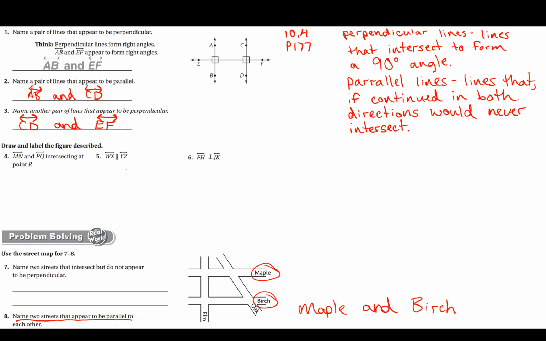Okay, and another student might say, well, look at Elm. Elm and Oak don't intersect. So aren't they parallel as well? Well, if we continued Oak on, eventually Oak would pass Elm right about here. So those two would not be considered parallel. Even though they don't cross here in our photo, see Elm, it's showing ends here. Oak is showing ends here.